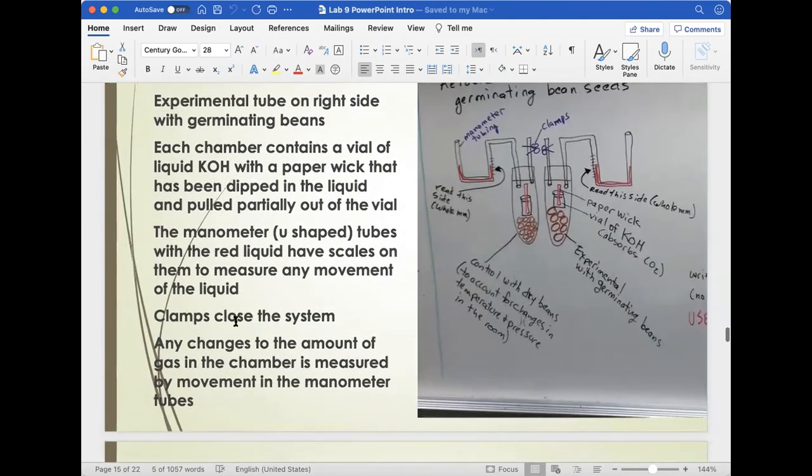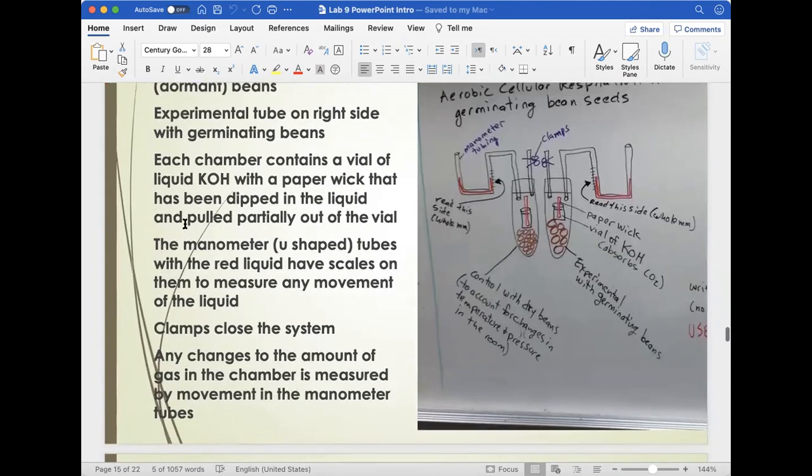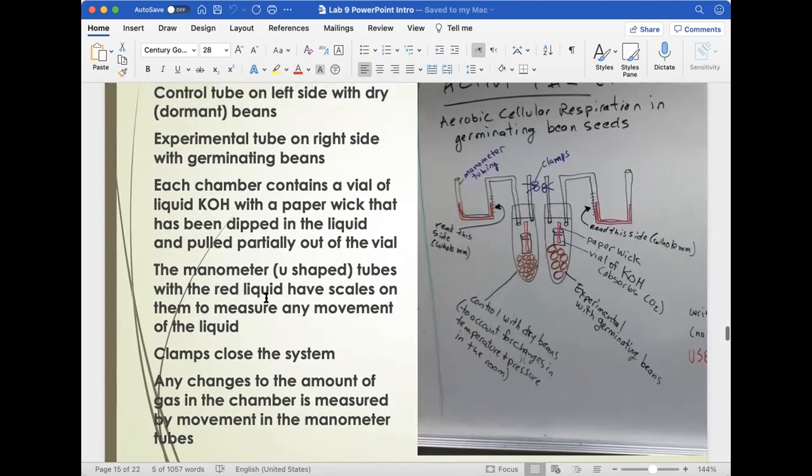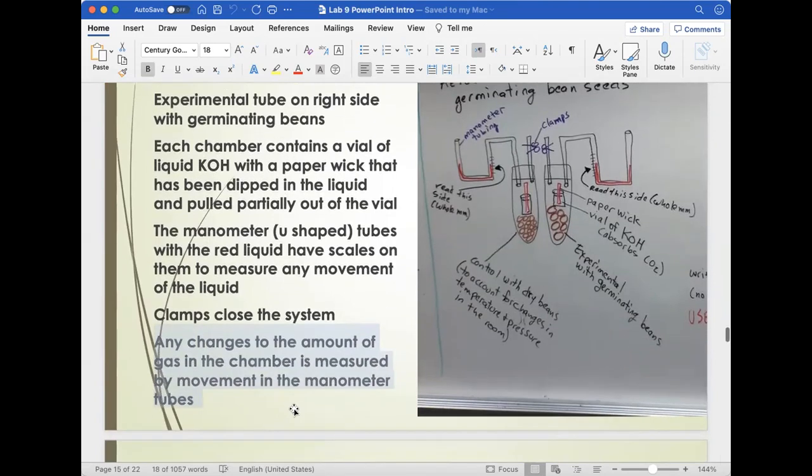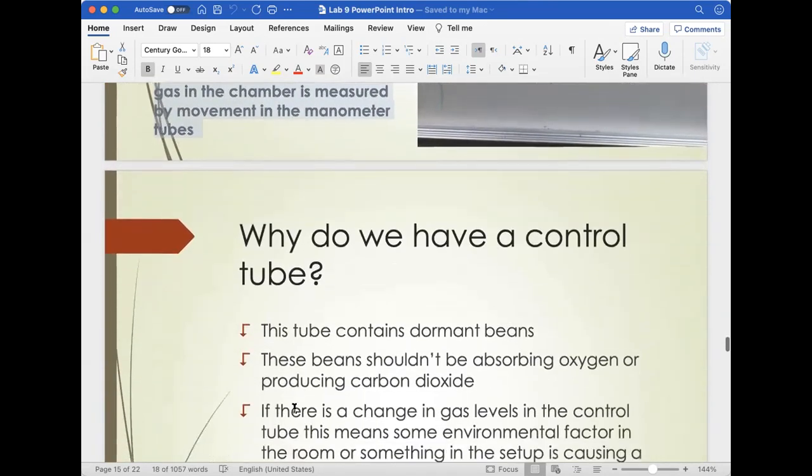The clamp closes the system, and the manometer is a U-shaped tube with a red liquid that has scales on them to measure any movement of liquid that could be occurring. And any changes to the amount of gas in the chamber is measured by the movement of liquid in the manometer tubes. Why do we have a control tube?